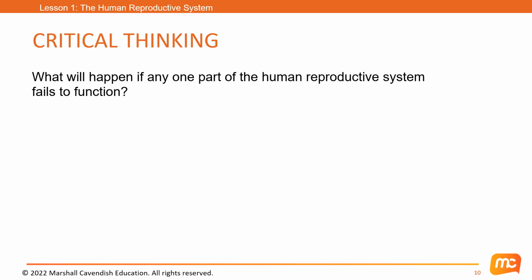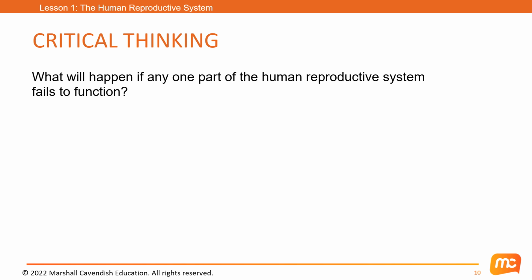Put on our thinking cap. What will happen if any one part of the human reproductive system fails to function? Can the person produce offspring? Hmm, let's see. What do you think the answer is? Yes, good job. Some students may say yes and some may say no. So remember that the reproductive system is a whole. So if one part, the ovaries for example in a female or the testes in a male, fails to function, what will happen?